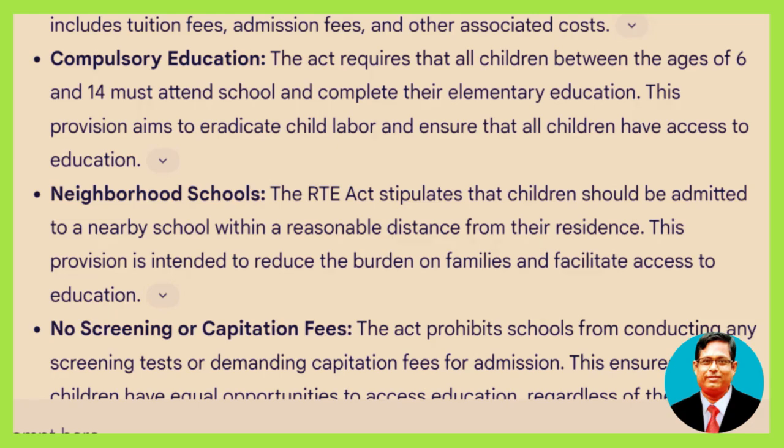This includes tuition fees, admission fees, and other associated costs. Compulsory education. The Act requires that all children between the ages of 6 and 14 must attend school and complete their elementary education. This provision aims to eradicate child labor and ensure that all children have access to education.